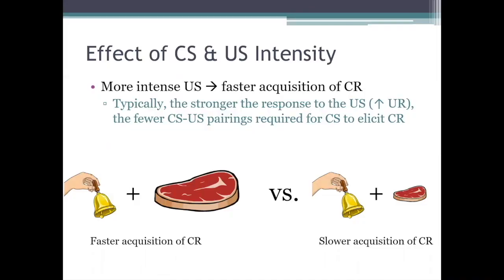Okay, first of all, one fairly obvious variable that influences classical conditioning is the intensity of the unconditioned stimulus. Generally speaking, the more intense the US is, the more readily the animal acquires the conditioned response. So, in other words, the more strongly the animal responds to the unconditioned stimulus, the more quickly it tends to acquire a conditioned response to stimuli that are paired with that unconditioned stimulus.